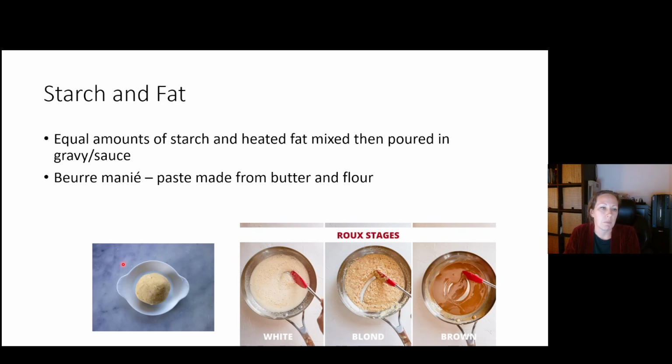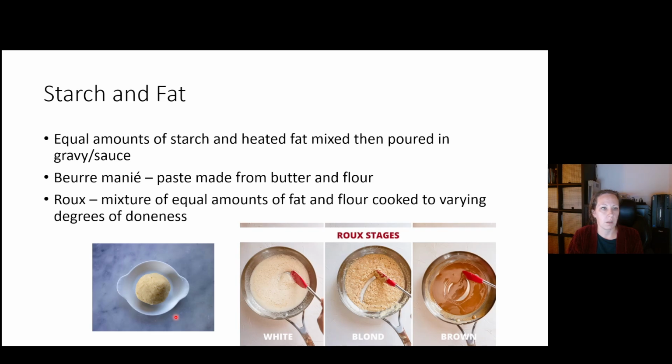The nice thing about this beurre manié is that you can form it into a little ball. Because the butter is hard at refrigeration temperatures, you can pre-make these little balls of beurre manié and store them for use later.